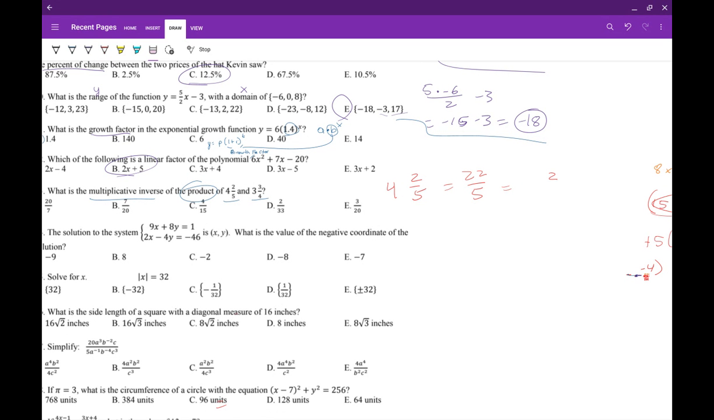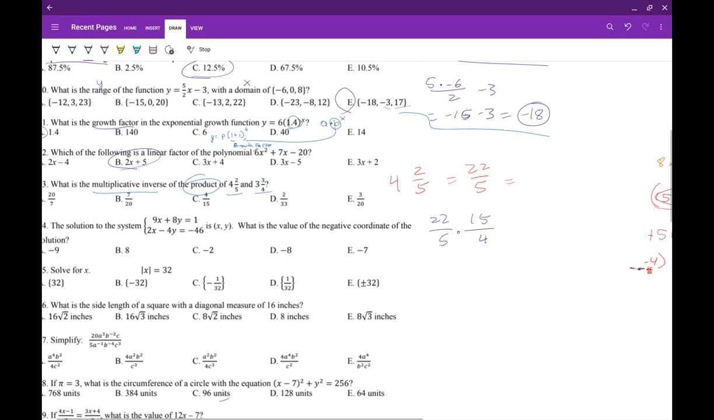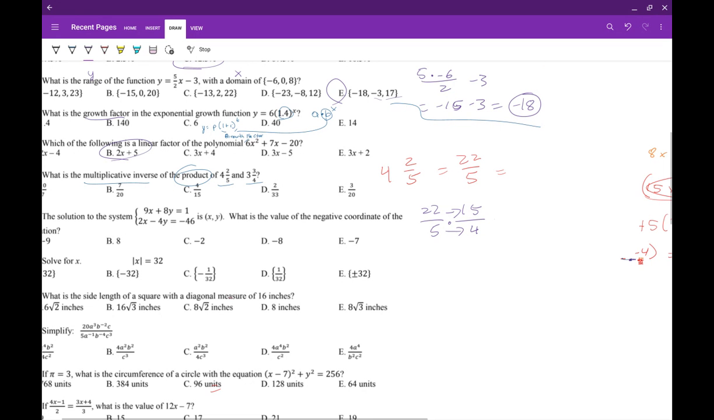So it works. Now you have 22 over 5, and then you convert 3 and 3/4 to an improper fraction also. So then you have 15 over 4, and 22 over 5, and you're multiplying. With multiplication, it goes straight across. Multiply numerator by numerator and denominator by denominator. So on the bottom you have 20, and on the top you have 330.